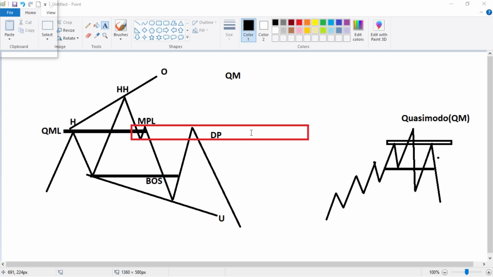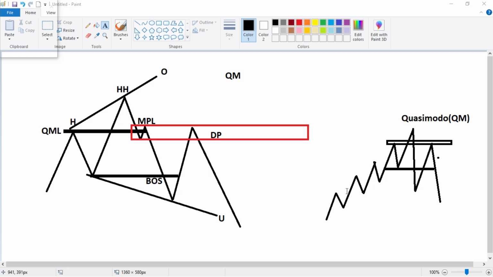So let us begin, guys. QML stands for Quasimodo level. A Quasimodo is a reversal pattern in the market which is used to take reversals. Whenever the market is changing direction, it usually forms a QM, a Quasimodo.